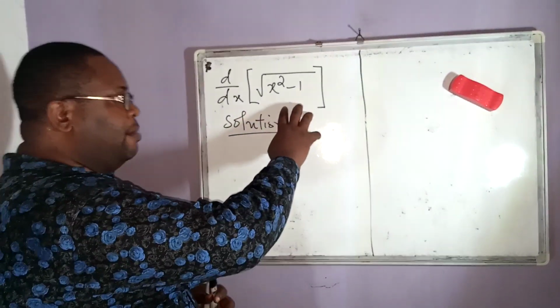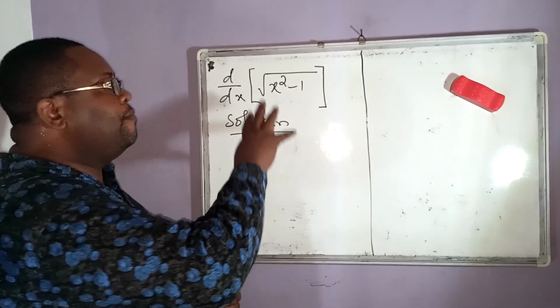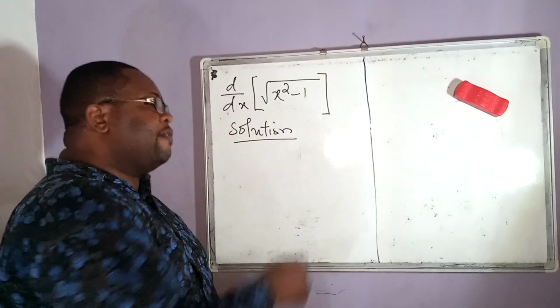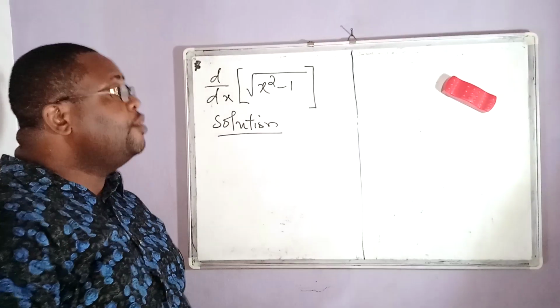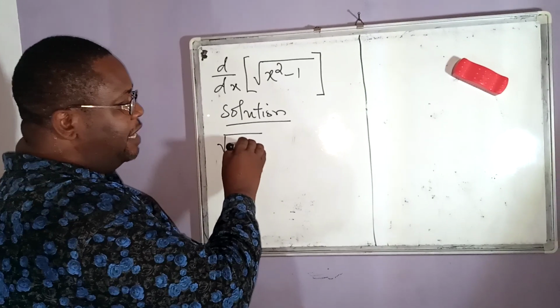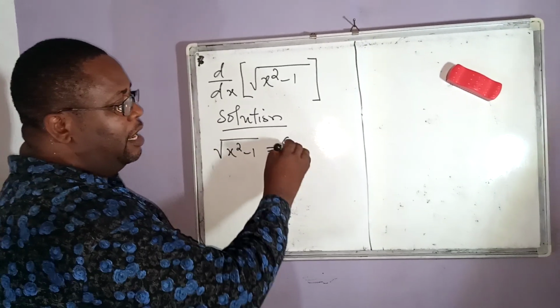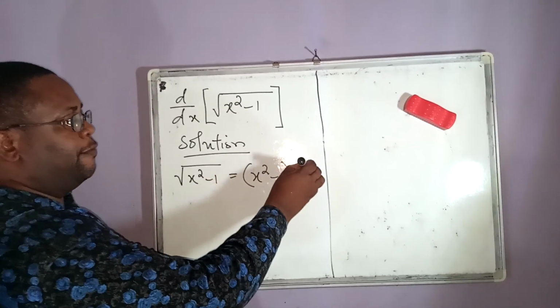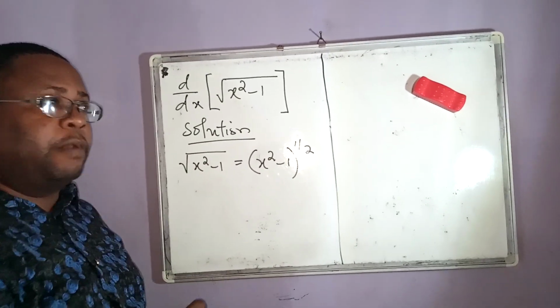Now we have a problem on the board that says we should evaluate the derivative of the square root of x squared minus 1. So let us begin. You notice that the square root of x squared minus 1 is the same thing as x squared minus 1 all raised to the power half, because square root means the same thing as power half.